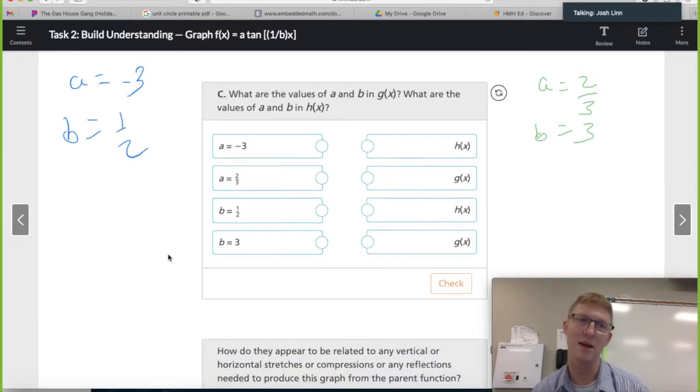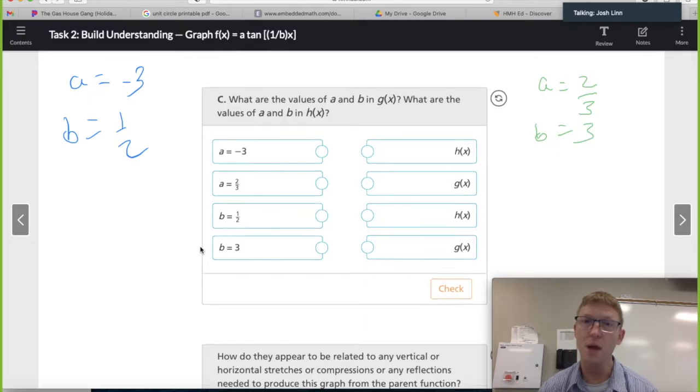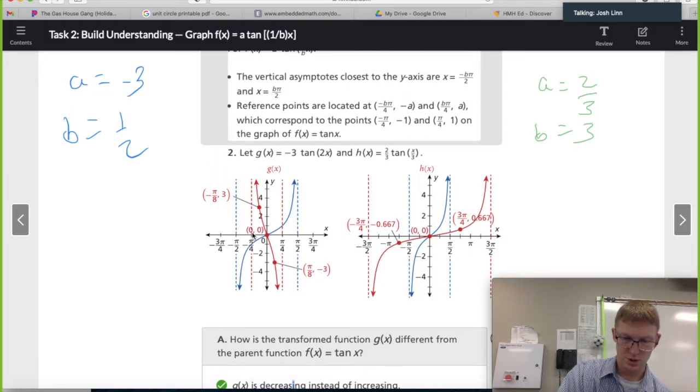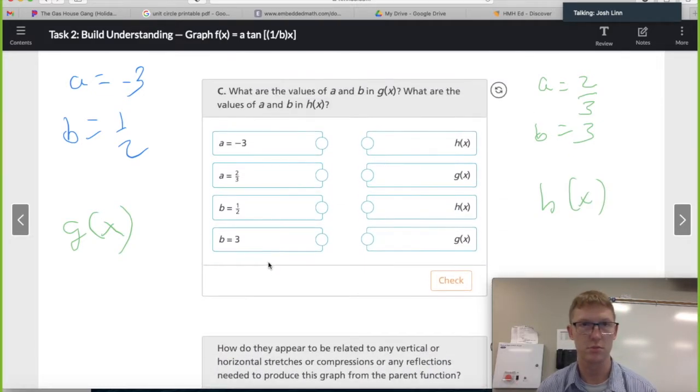I was just mad because I had written all those down, and then they finally asked me about it. Oh, I forget which one's which, too. Gosh dang it. G of x, h of x. Stupid scrolling. Whatever.